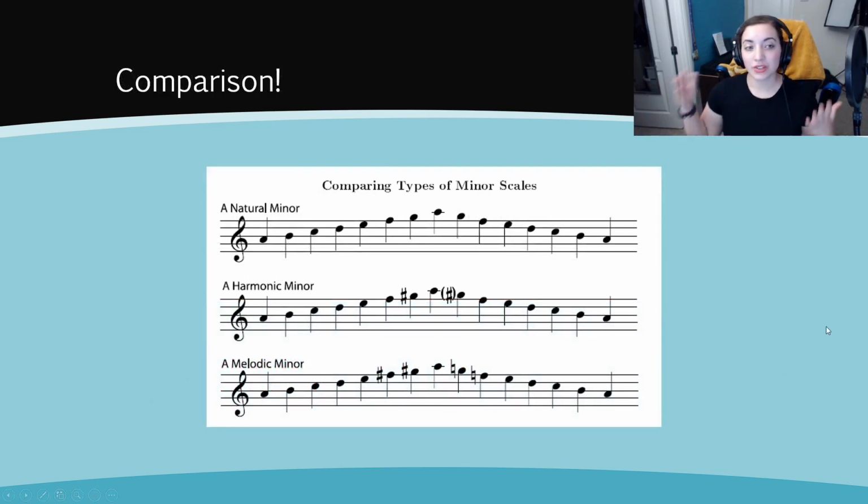Okay, great. So this is the last thing we're going to leave you guys with, just comparing the different types of minor scales so you can actually see the difference. Okay, these are all A minor, but this is natural, this is harmonic, and this is melodic. Okay, so I really hope that that helps you kind of understand more about scales.